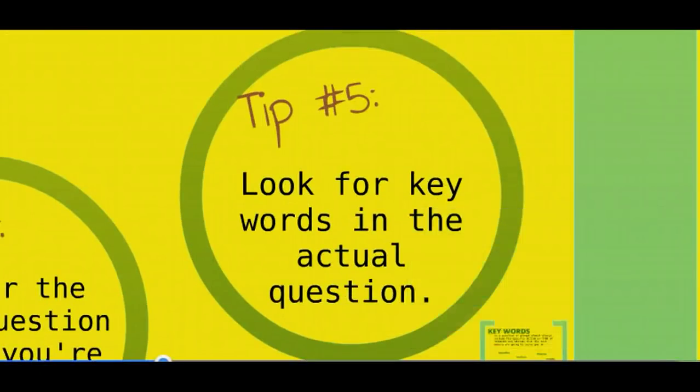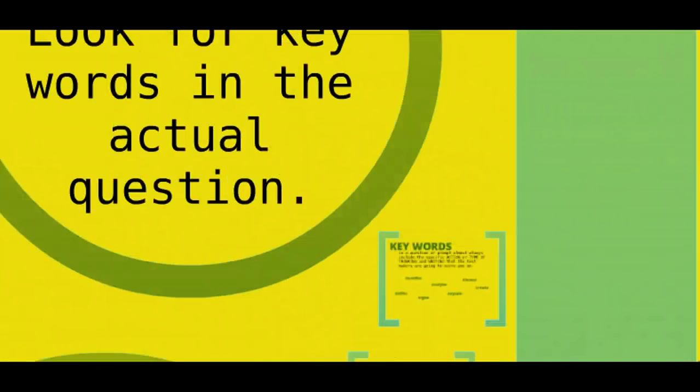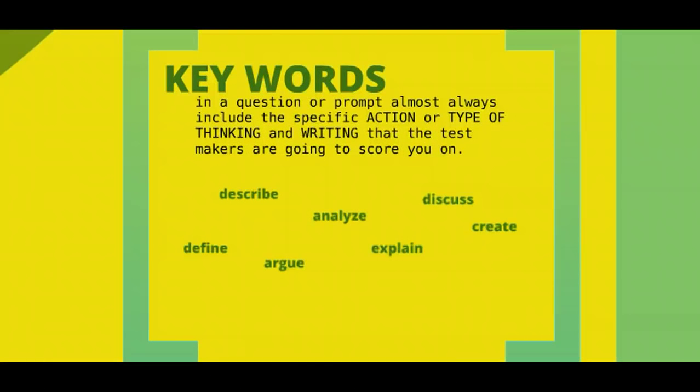So the next tip is, once you've decided which part of that prompt is the actual question or thing they're asking you to do, remember you have to sort through all that other stuff. Once you find that, focus in on that part and look for keywords in that actual question. And you may wonder, what are keywords? How do I know what's a keyword? Well, keywords usually include first, in a question or prompt, they almost always include the specific action or type of thinking and writing that the test makers are going to score you on. You should look for words like this.